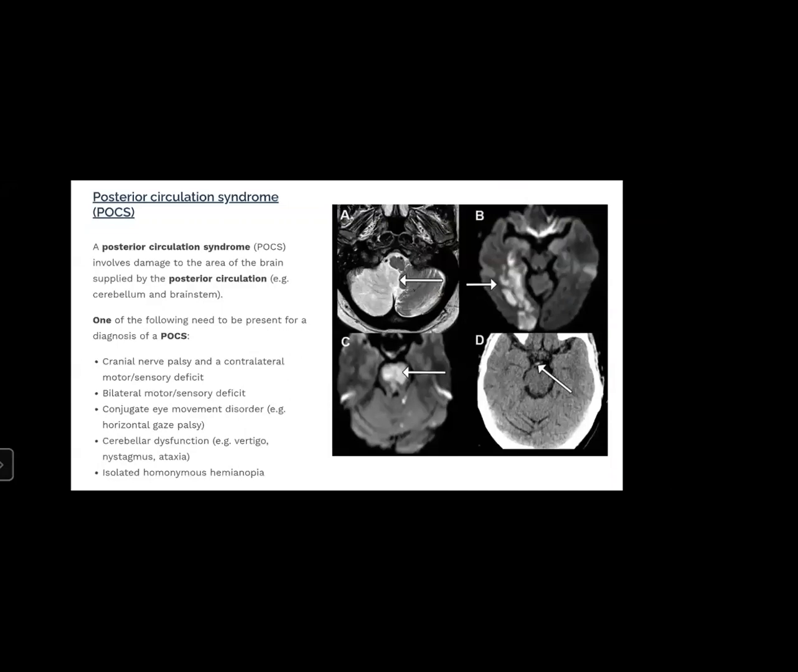And the posterior circulation syndrome involves damage to the area of the brain supplied by the posterior circulation, the cerebellum and brainstem. One of the following needs to be present for a diagnosis of POCS. The lacunar stroke is a subcortical stroke that occurs secondary to small vessel disease. There is no loss of higher cerebral function. One of the following needs to be present for a diagnosis of lacunar stroke: pure motor stroke, pure sensory stroke, sensorimotor stroke, and ataxic hemiparesis. Thank you.